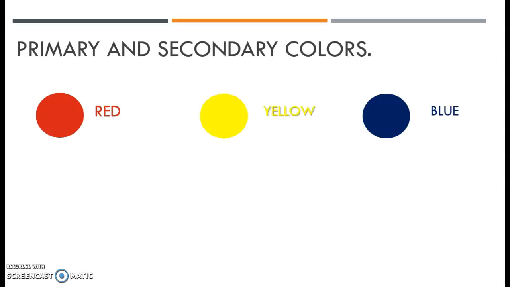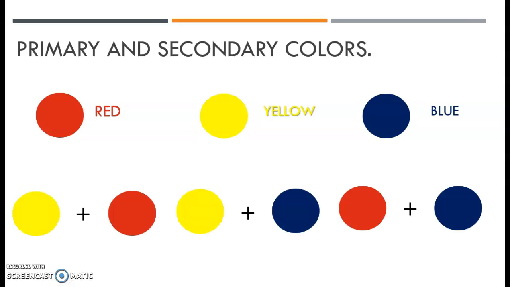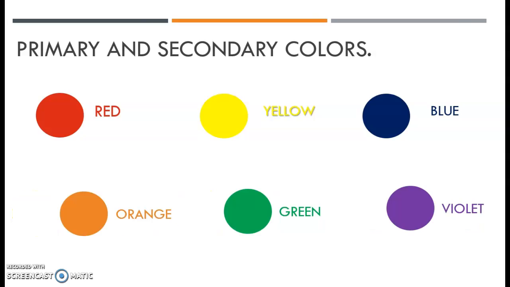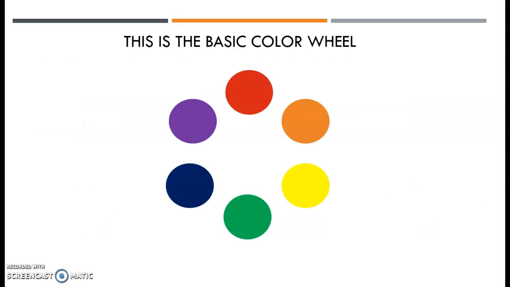Our primary colors are red, yellow, and blue. Now we call these the primary colors because we can take them in any proportion and create any other color that we like on the color wheel. This includes the secondary colors. When we take yellow and red and blue, we create orange, green, and violet. This creates the basic color wheel.